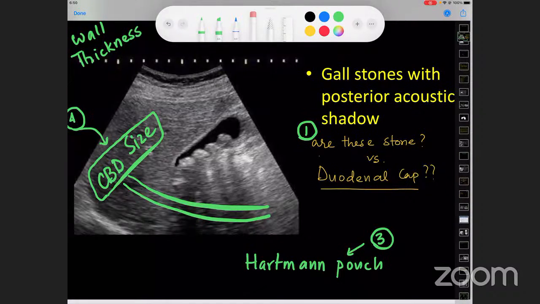Number two, as I was telling, the air would give the reverberation artifact, which is exactly not the same as the posterior acoustic shadow or black artifact. Okay. Can I come in?